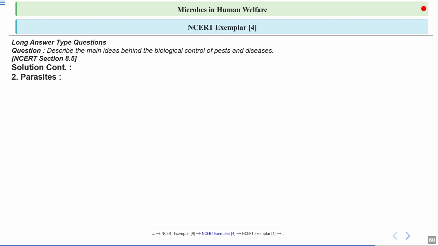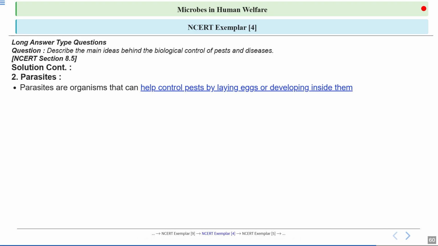So, the second one is parasites. Parasites play a crucial role in naturally reducing pest populations. You can think of them as nature's own pest managers. Parasites are organisms that can help control pests by laying eggs or developing inside them. As a parasite grows, it uses the pest as a food source. It obtains nutrients from these pests, which eventually leads to the death of the pest.